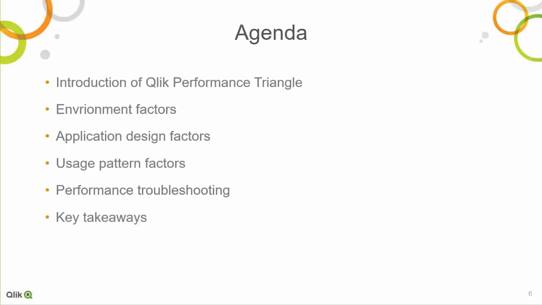Here is today's agenda. First, we will generally talk about the factors that impact performance. I will introduce you a term called Qlik performance triangle. Then we will take a deeper look at the impact from environment, from the application design, from the usage pattern, and those factors. I will also show you examples. Later, if we have time, we will go through some tips for performance troubleshooting. In the end, we will summarize the session with some key takeaways.